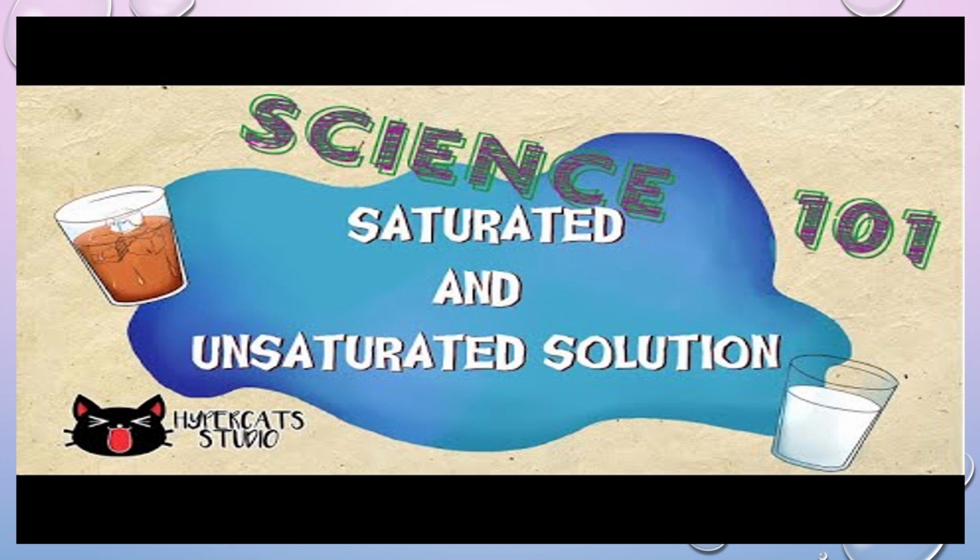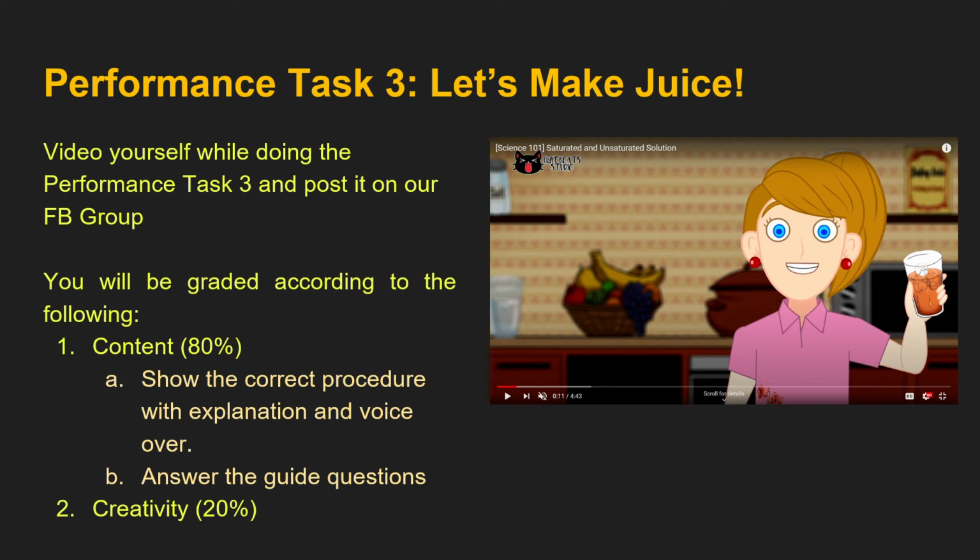Okay, next, let's talk about our performance task number 3. Our performance task number 3 is this. You are going to make a juice. So, this is what you are going to do. Video yourself while doing the performance task 3 and post it on your FB group. So, ipopost ko po yung video sa ating FB page. Tapos, magbibigay ako ng instruction doon kung saan kayo magpo-post ng video ninyo. You will comment. Maiksi lang naman po yung video. Basta, makita lang sa video na nagpe-perform kayo ng activity number 3.